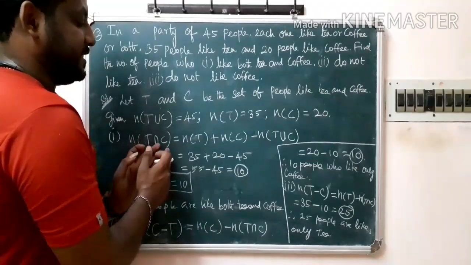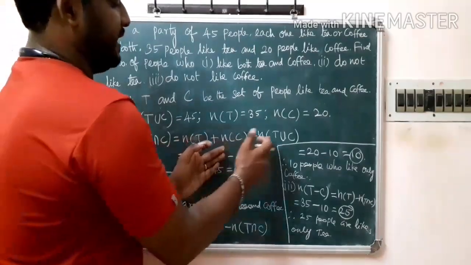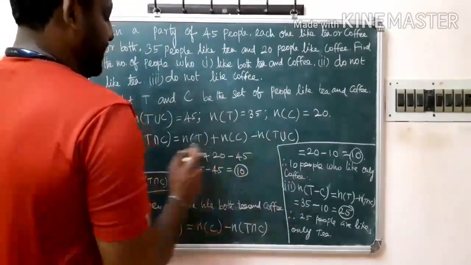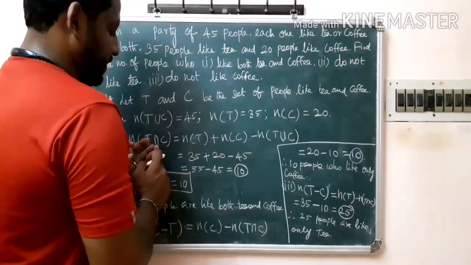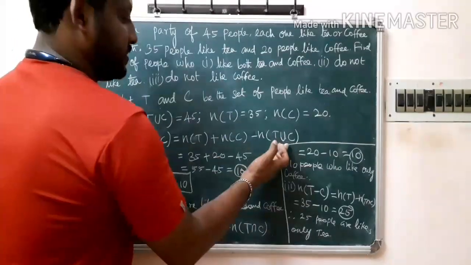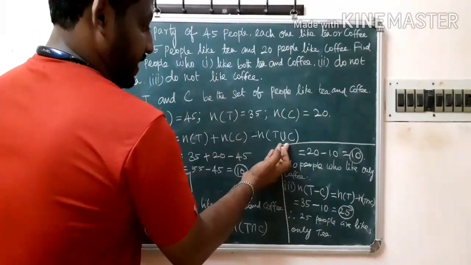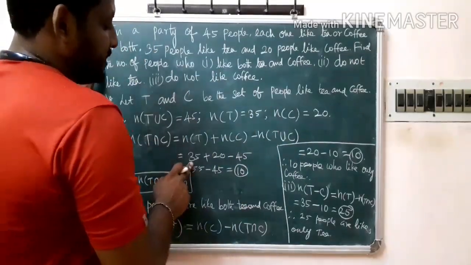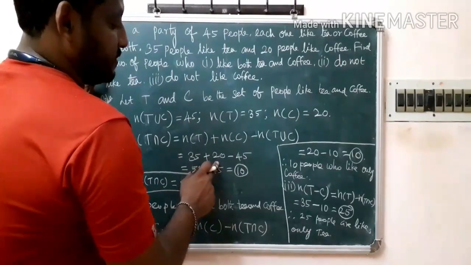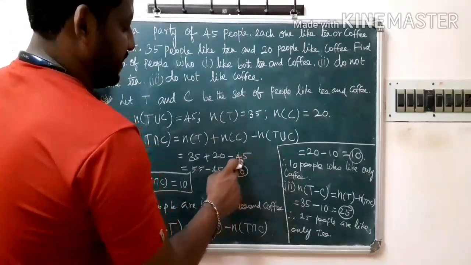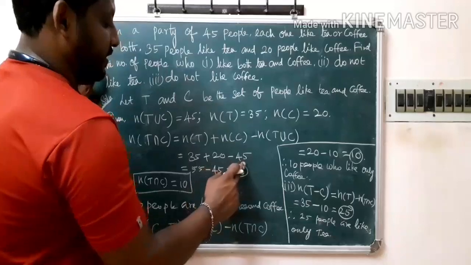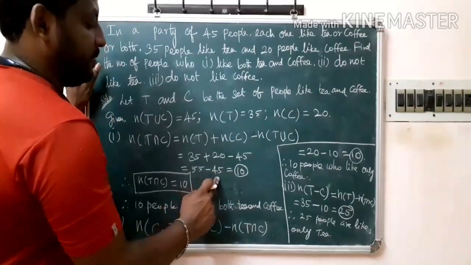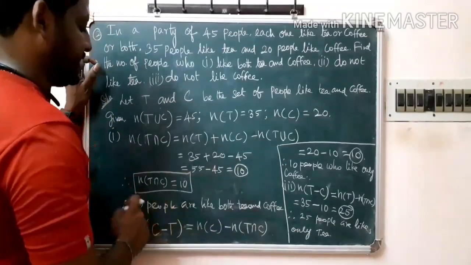So using the formula, we have to find out the intersection part. So T intersection C is equal to n of T plus n of C minus n of T union C. If we have to find out the intersection part, we have to subtract the union part. If we have to find out the union part, we have to subtract the intersection part. Isn't it? So n of T is 35, n of C is 20, n of T union C is 45. So 35 plus 20 is 55, minus 45 is equal to 10. So the intersection part is 10.